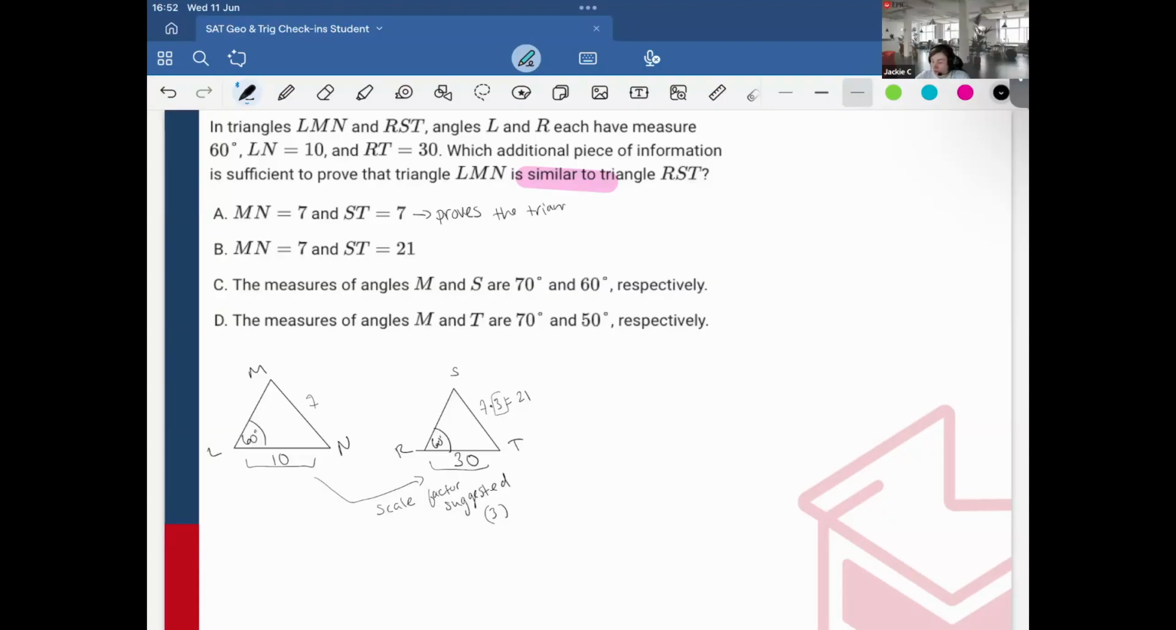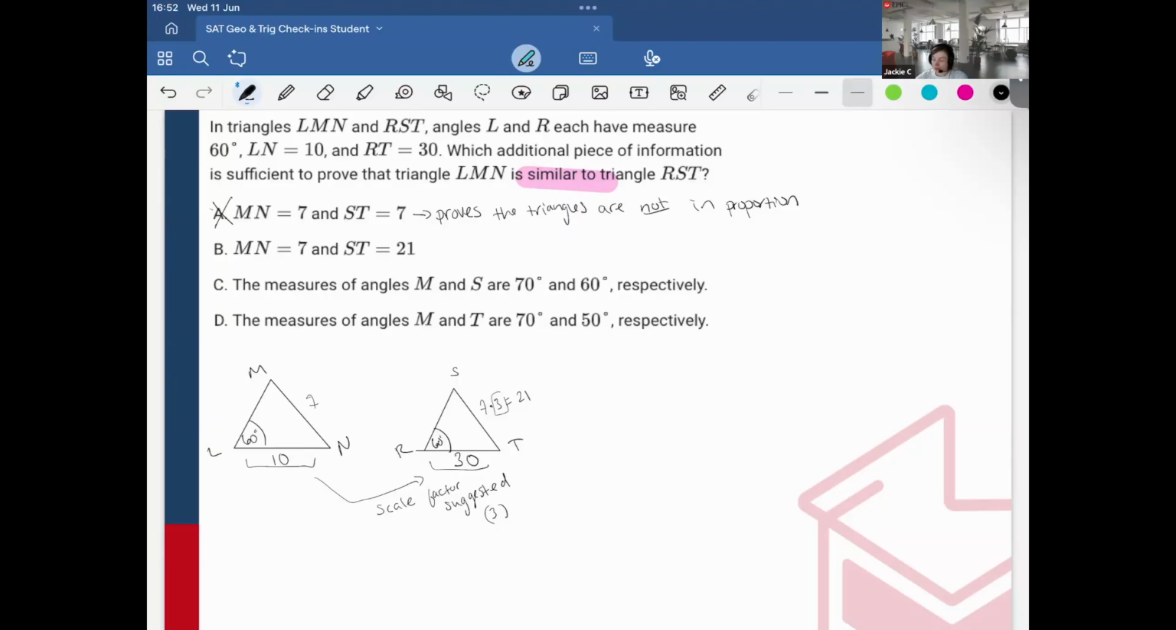So I would say this proves the triangles are not in proportion to each other. Their sides must be in proportion. Okay, so I can discard A.